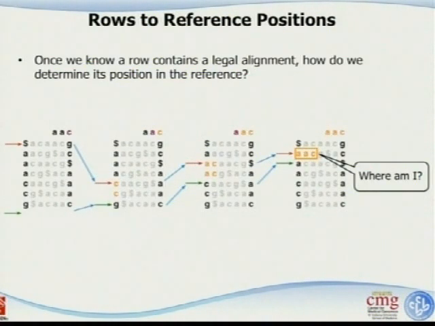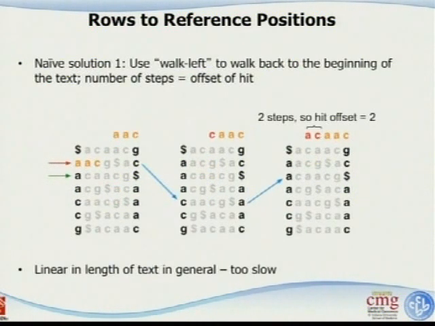And also, there's another feature: I need to know which reference positions this points to, right? So I can look into this AAC. I know there's a query here, but the point is I want to know which part of the genome it comes from, right? So the naive solution is to walk left.